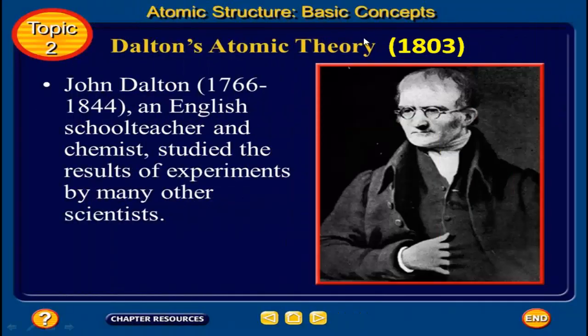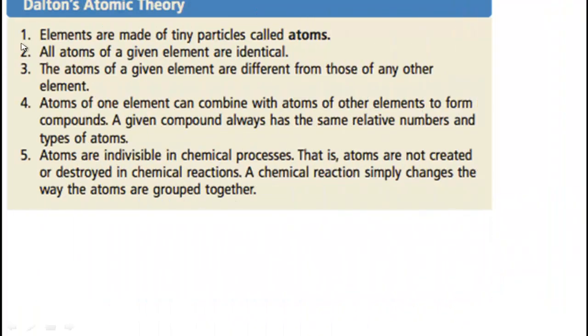And finally, in 1803, John Dalton, an English chemist and also a school teacher, first proposed a theory based on the smallest particle. And this theory is called Dalton's atomic theory. He gave this theory on the basis of different experiments by many other scientists related with smallest particle. So according to Dalton's atomic theory, these are the points which we obtained. Now we will try to understand these points of Dalton's atomic theory, and for this you have to listen carefully.